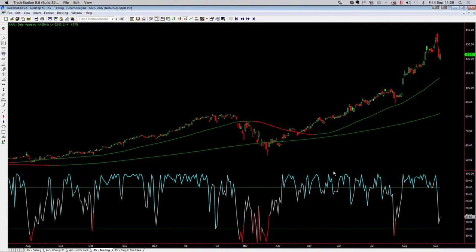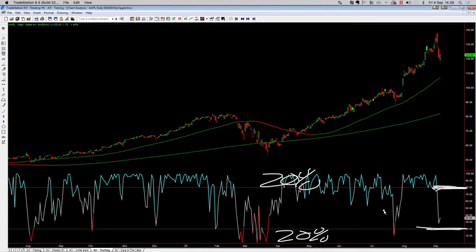Now, one of the things that an oscillator is supposed to tell you from a classical point of view is when price is in the top range. These horizontal lines, the ones I've got them on, are the 80-20, so the top 20% and the bottom 20%. Doesn't matter which way around they are.